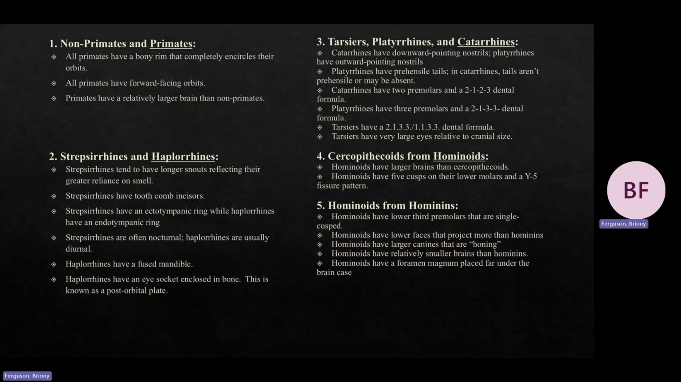Now, tarsiers, I will mention again, they get a little bit weird. So they actually have a 2-1-3-3 dental formula on the top, or their maxillary dental formula, and then a 1-1-3-3 mandibular dental formula, or bottom. They also have very large eyes relative to their brain size. Incredibly large eyes is indicative that something is nocturnal, as well as that it is an insectivore.